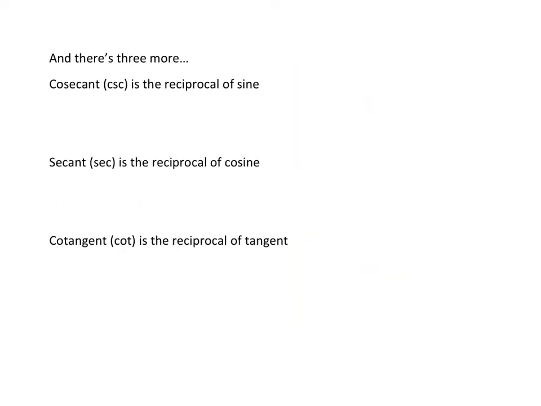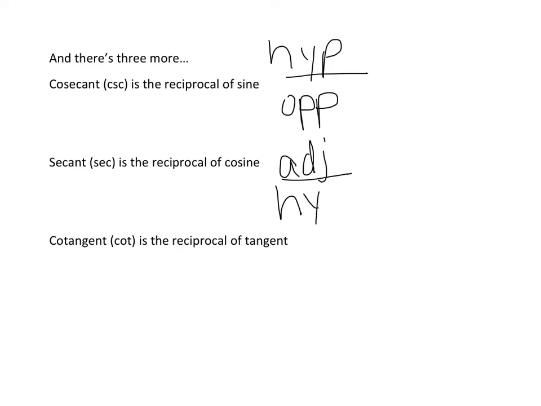Okay, there's 3 more trig functions besides cosine, sine, and tangent. Cosecant is the reciprocal of sine, so it is hypotenuse over opposite. Secant is the reciprocal of cosine, so it's adjacent over hypotenuse. Cotangent's the reciprocal of tangent, so that means this is adjacent over opposite. Sides are still in the same place, just talking about them in a different order.